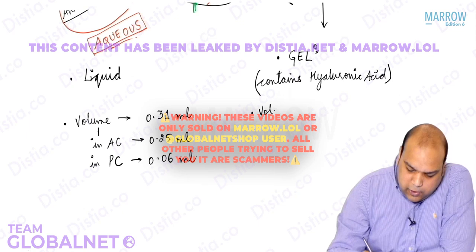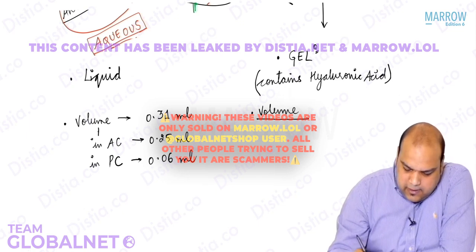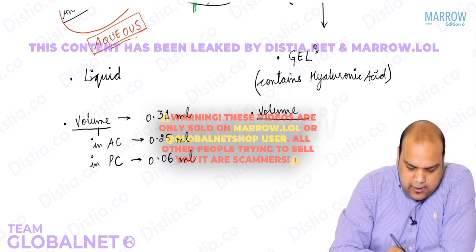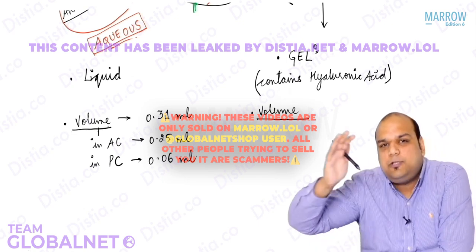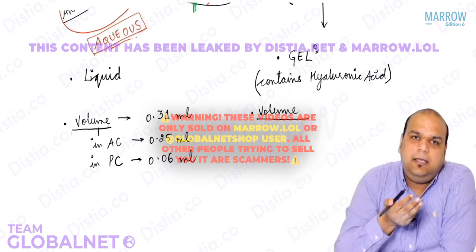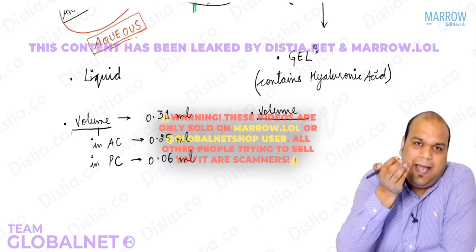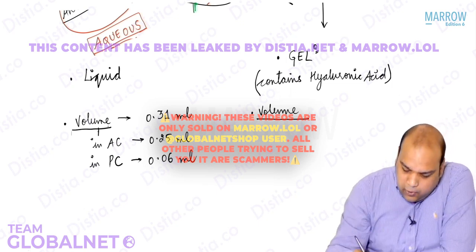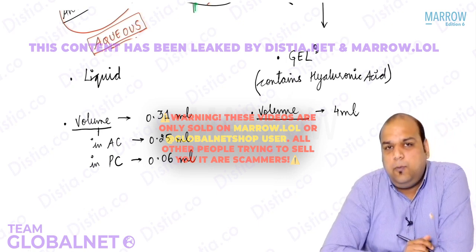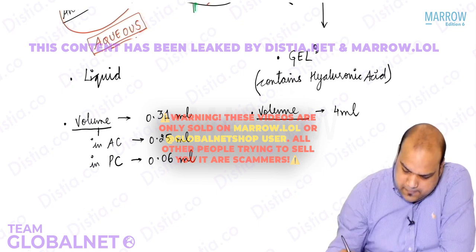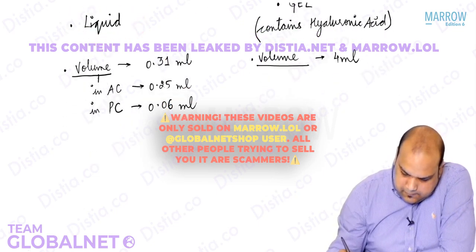But what about the volume of vitreous? If you realize from all the images or cut sections that we have drawn, the vitreous cavity is always much larger than the aqueous cavity or the anterior segment. Yes, the volume of vitreous is approximately 4 ml. Moving forward, guys.